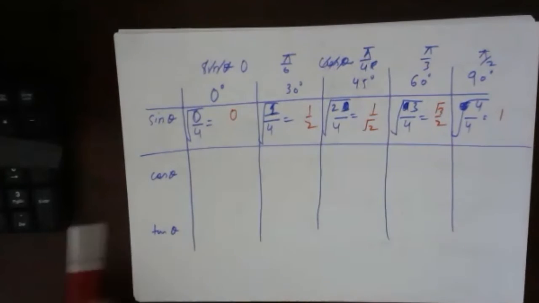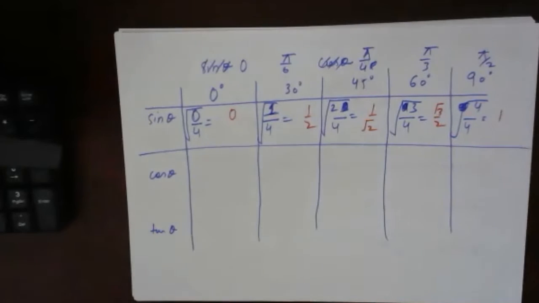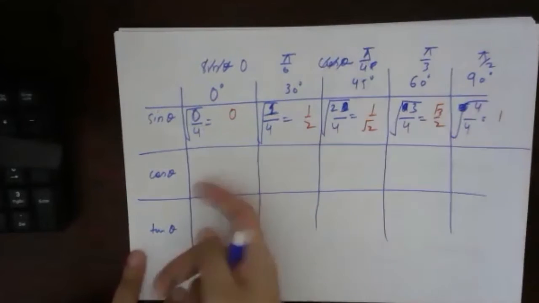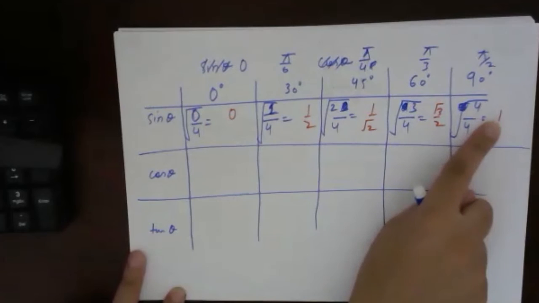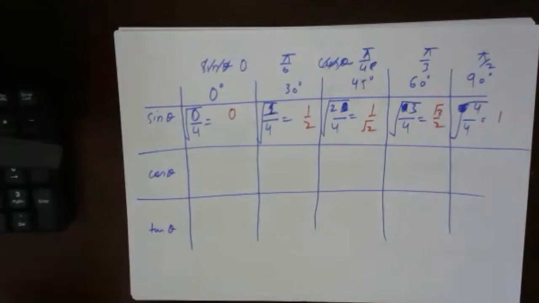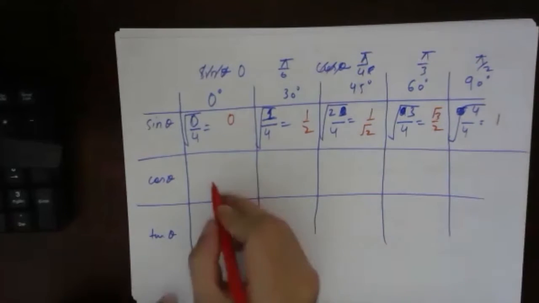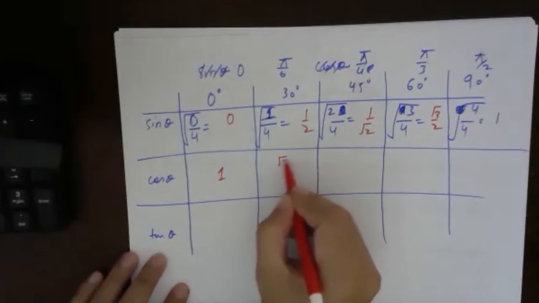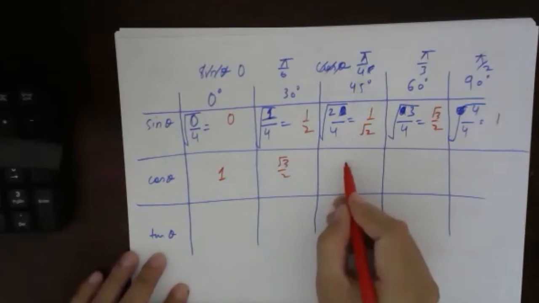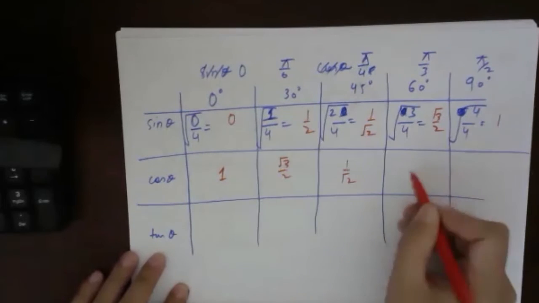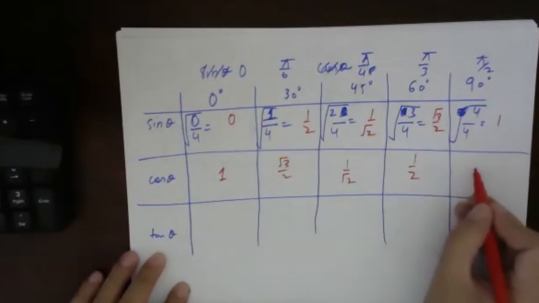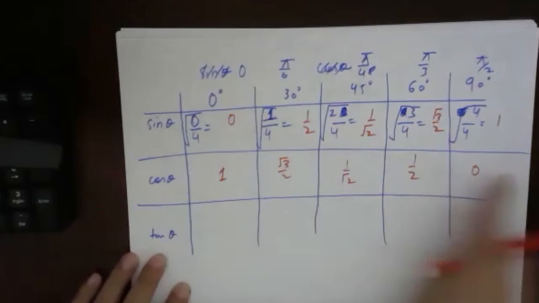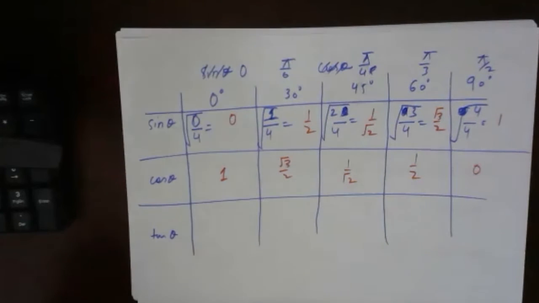Okay, this part is okay. Now cos is very simple. Sine is okay. Now whatever sine values you have, just reverse them. Here it is 1, so write here 1. Here it is root 3 by 2, write here root 3 by 2. Here it is 1 by root 2, so 1 by root 2. Here it is 1 by 2, so 1 by 2. Here it is 0, so 0. Whatever is here, just copy it here.